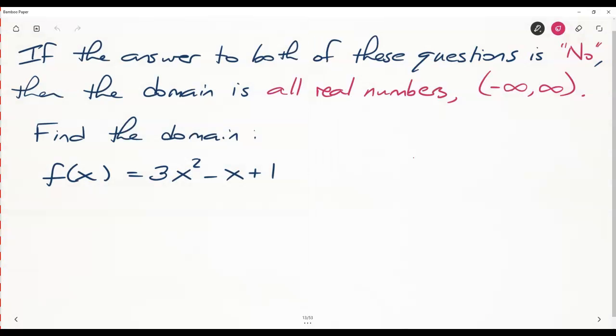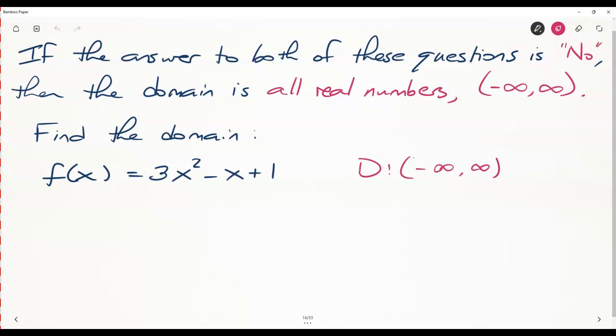So if I'm given this function, f of x equals 3x squared minus x plus 1, the instructions tell me to find the domain. I'm going to look and see, are there any fractions with x in the denominator? No? Are there any square roots, fourth roots, sixth roots that have x under the radical sign? No. In this case, there's just no real work for me to do. After I've answered both those questions, the domain of that function is said to be all real numbers.